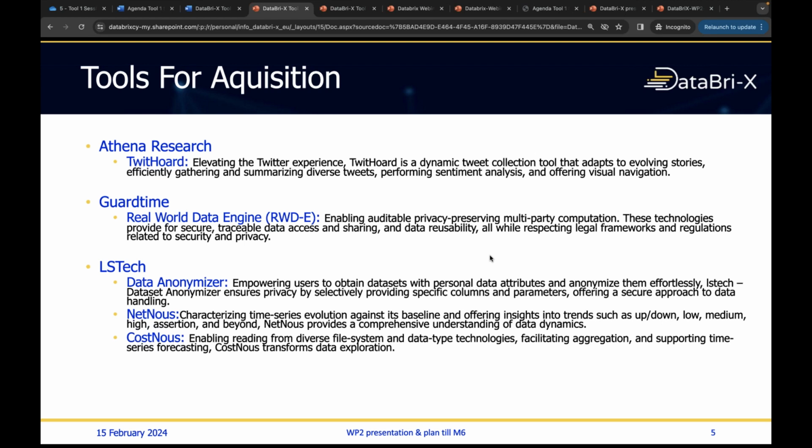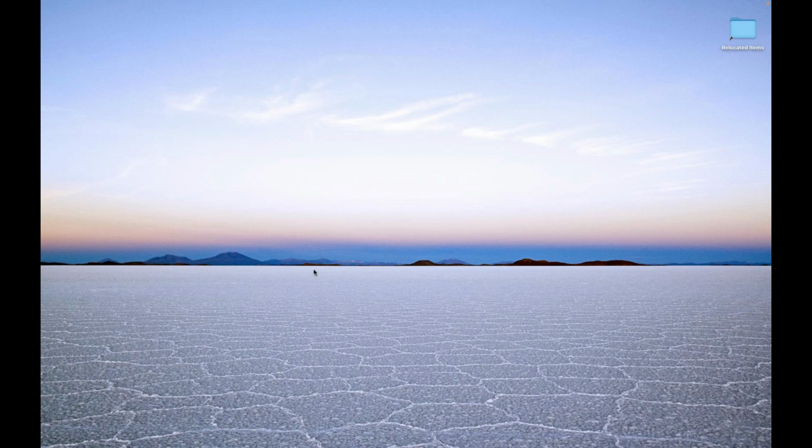Okay, I have a question I would like to ask Harry about Twit Hoard. Twit Hoard can adapt its search by extending specified search terms with relevant terms. So how are these relevant terms determined?